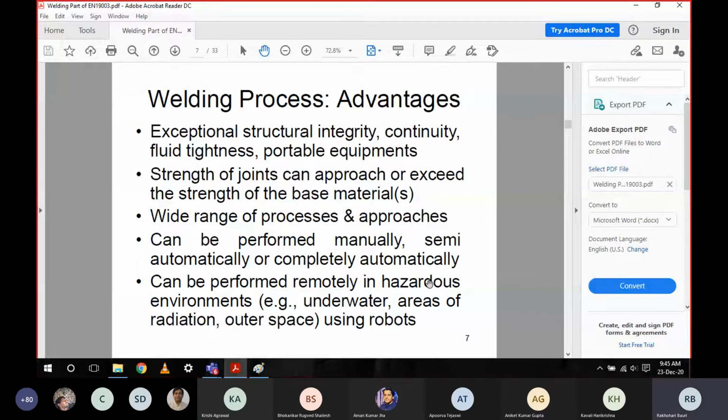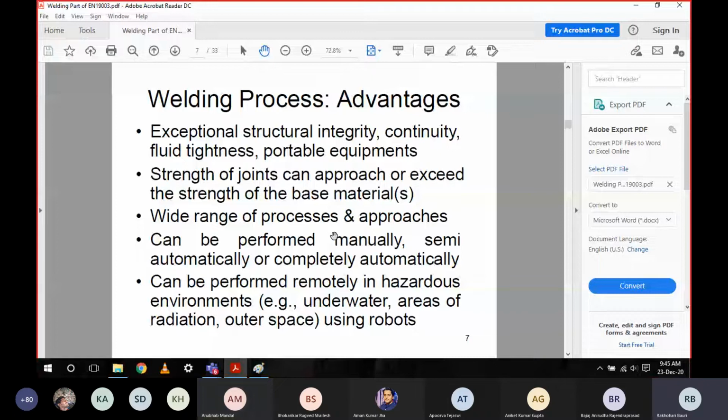Now, what are the disadvantages? Sir, in the first point, the exceptional structural integrity and continuity and fluid tightness, I didn't understand these words. Can you explain what fluid tightness means?